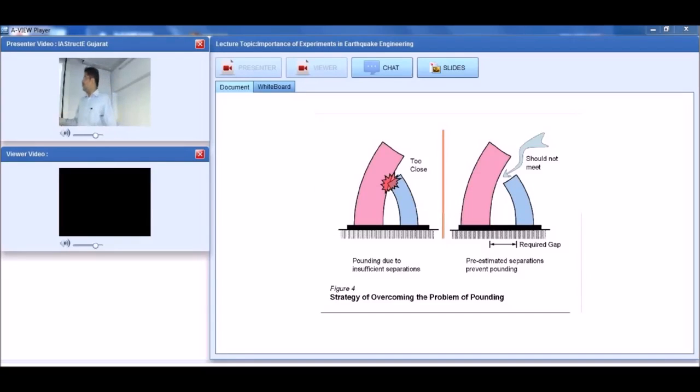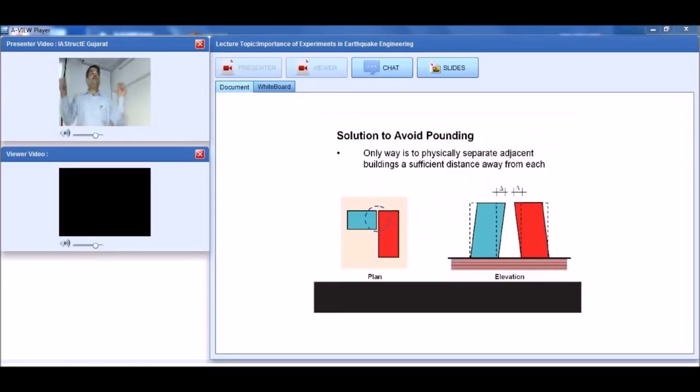So the only important thing is you have to provide a proper gap, and this gap is required. You have to design this gap, right? And how to design the gap? You have to calculate the deformation of these two buildings, and you have to assume that these two buildings are deflecting towards each other, right?